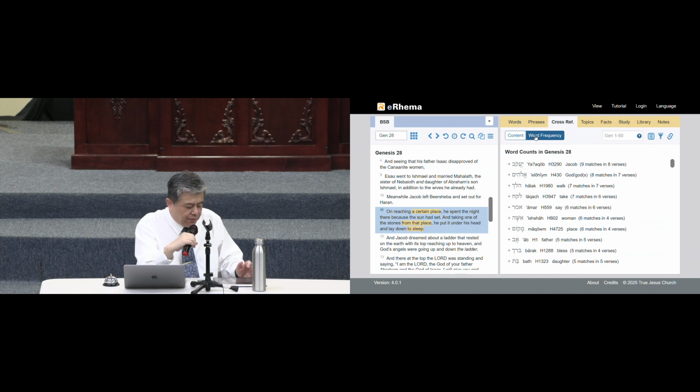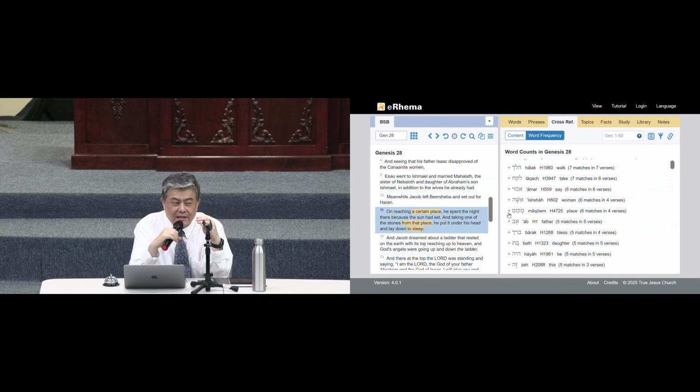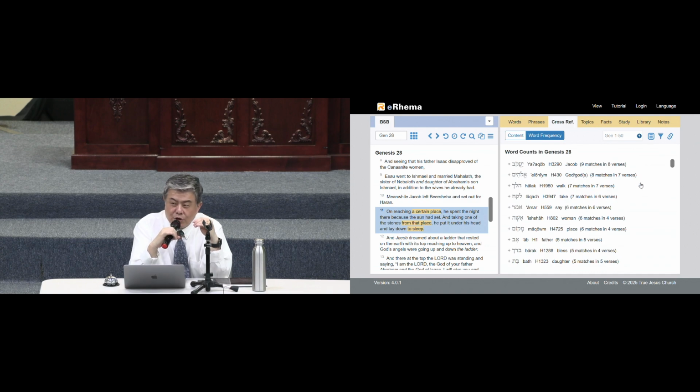So this word frequency sub-tab lists all the Hebrew or Greek words in this passage, and it ranks each word by how many times it appears in this passage, with the most frequent word appearing at the top. And you can do some fancy filters, right?